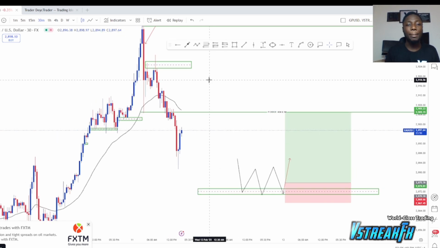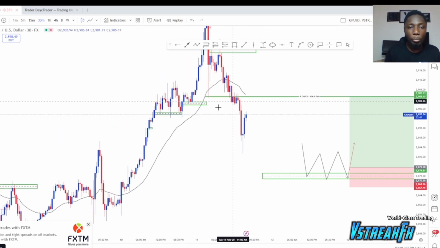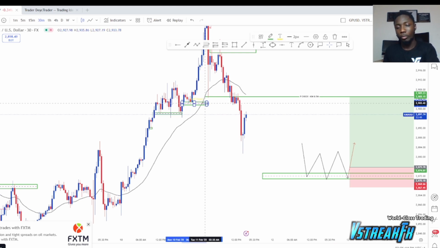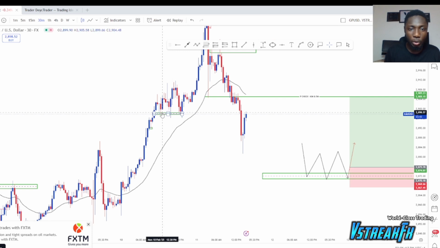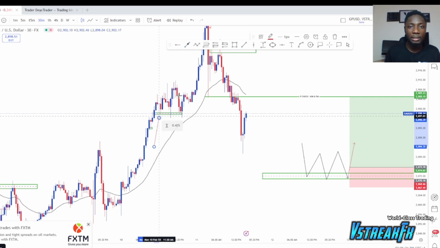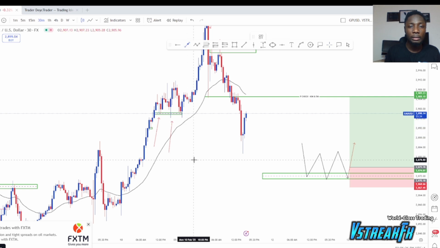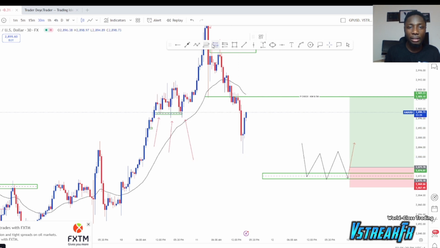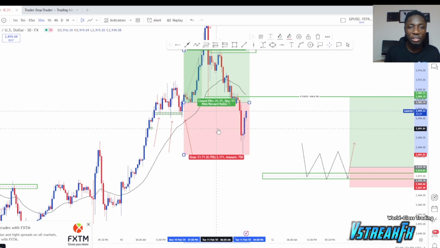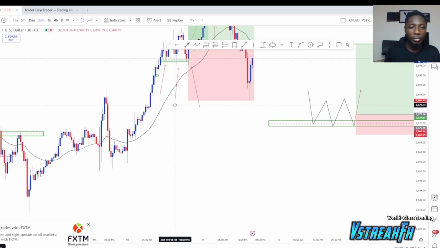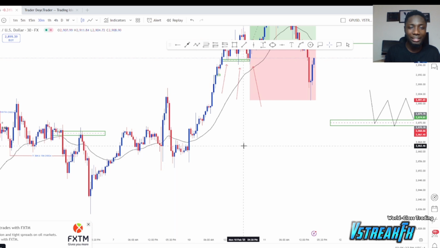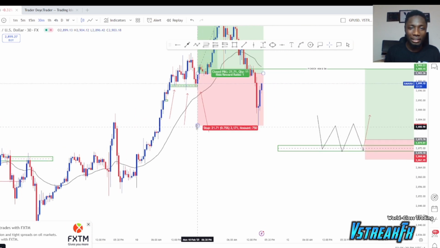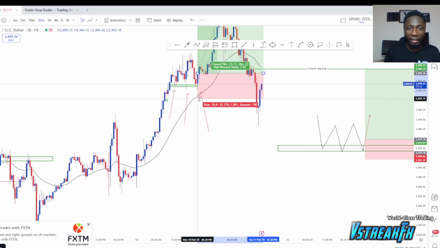Let me show you a sharp example of it. You can see this level here. That was where I did it. You have one, two, three. Let me use my arrow to pick it out. Two, three. And on the third touch, you can see we had a strong bullish engulfing candle. Wow, very, very nice. Very strong bullish engulfing candle.